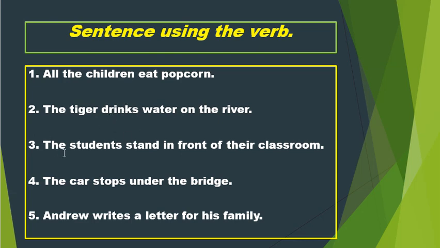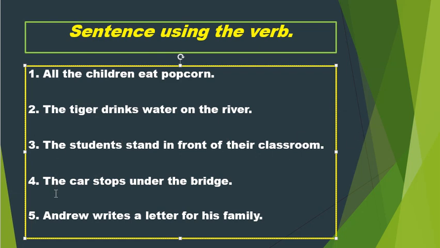Next, number three, the students stand in front of their classroom. What is the subject? Students. How many? If it were student without s, it would be one. But this one is two, three, four, five, six, maybe 10 or 20 students. So the verb stand is without s. In front of their classroom, the classroom is the place where you're learning, like your Grade 6 classroom.